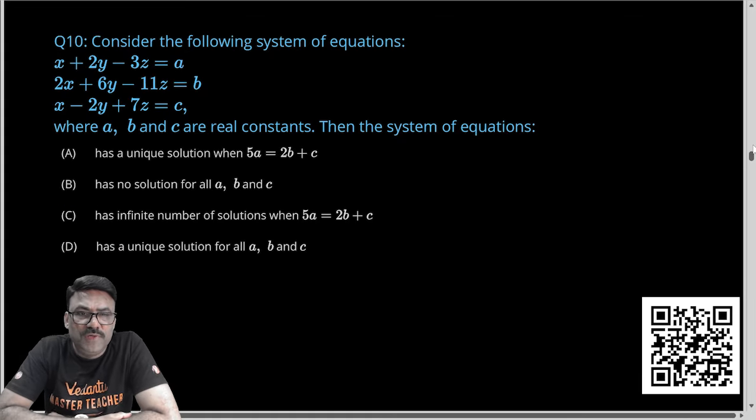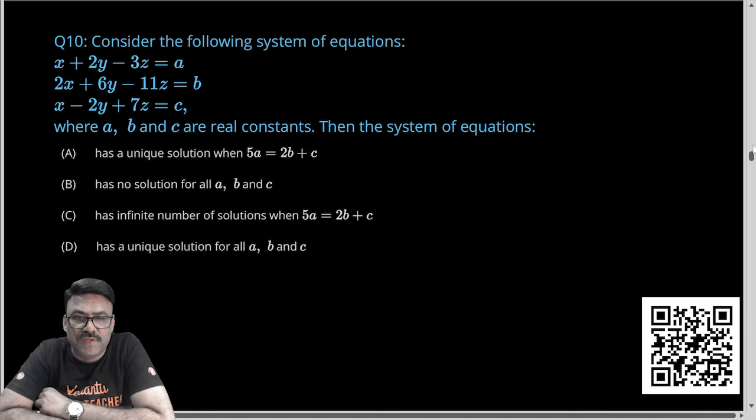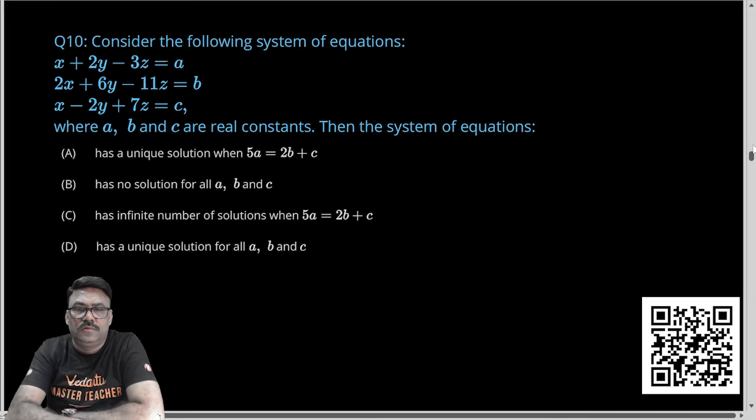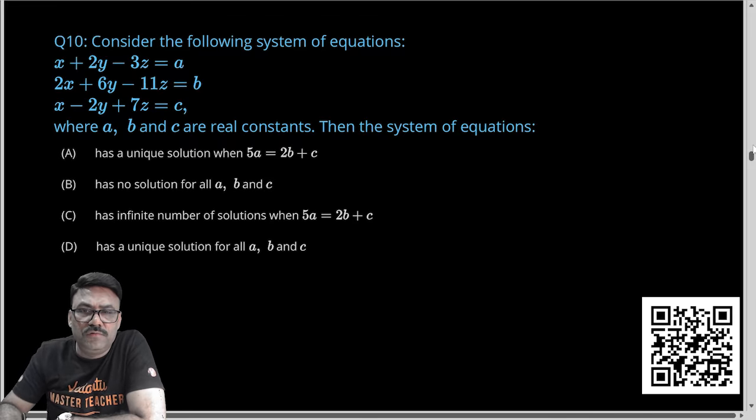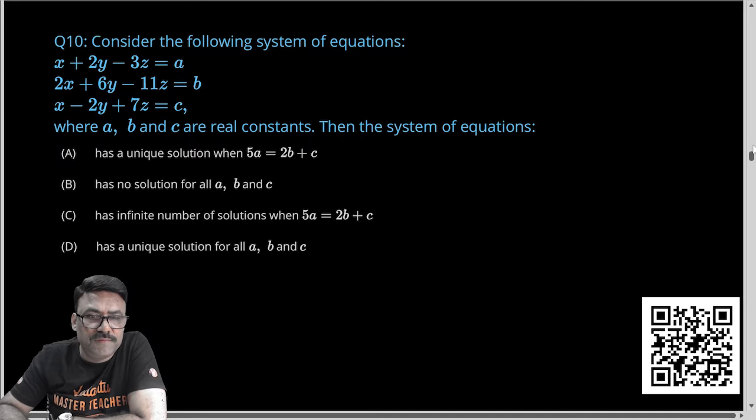Now this question is based on matrices and determinants. Three linear equations in three variables are given and some options are given here. This equation has a unique solution if 5a is to b plus c, no solution for all a, b, c, infinitely many solutions when 5a is equal to 2b plus c, and unique solution for all a, b, c. So what I will do here, I will not solve it using matrices and determinants. I will just eliminate one of the three variables.